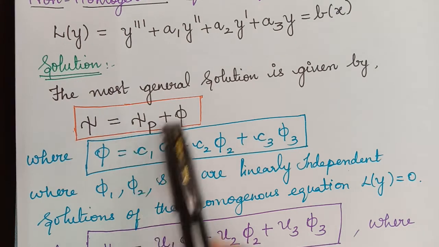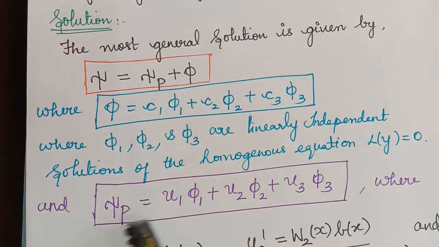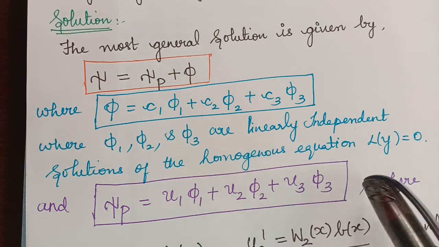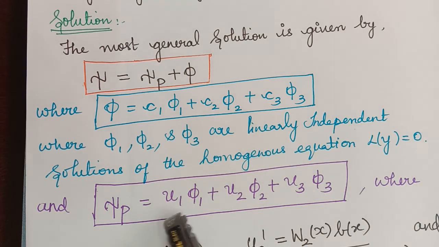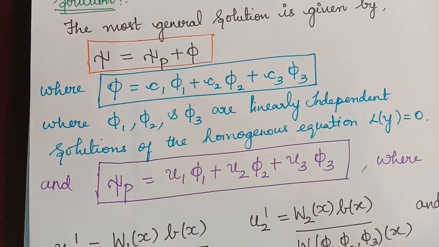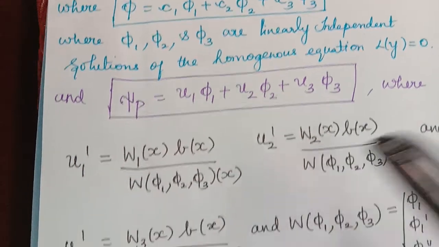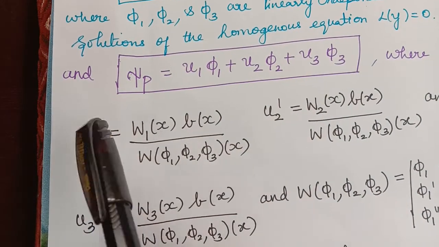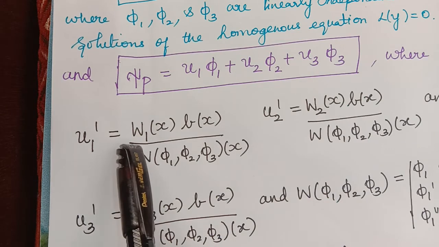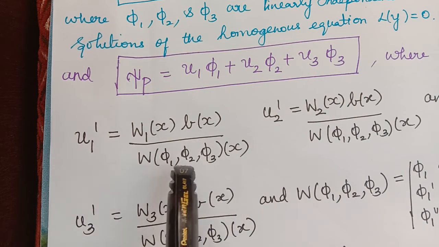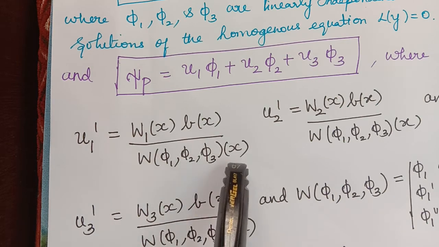Next, to find the solution xi p, it is given by u1 phi 1 plus u2 phi 2 plus u3 phi 3, where the functions u1, u2, u3 can be obtained by the following, where we have the derivatives of these functions u1 dash, u2 dash and u3 dash. That is, u1 dash is equal to Wronskian 1 of x b of x divided by Wronskian phi 1, phi 2, phi 3 of x.